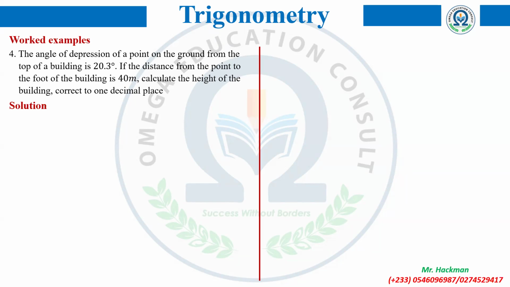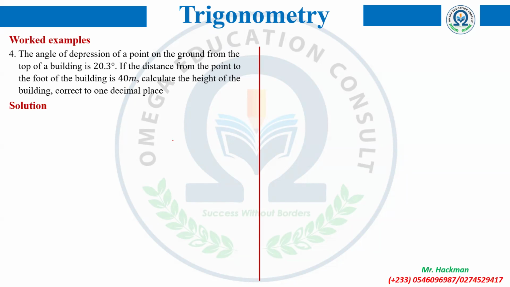So quickly, let's look at the question before us. The angle of depression of a point on the ground from the top of a building is 20.3 degrees. If the distance from the point to the foot of the building is 4 meters, calculate the height of the building correct to 1 decimal place.